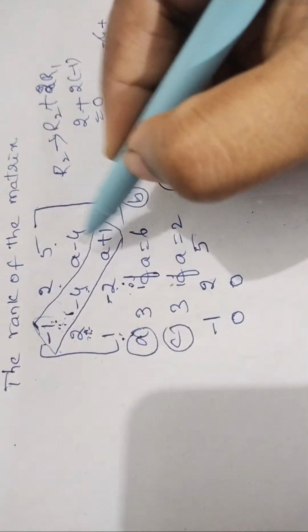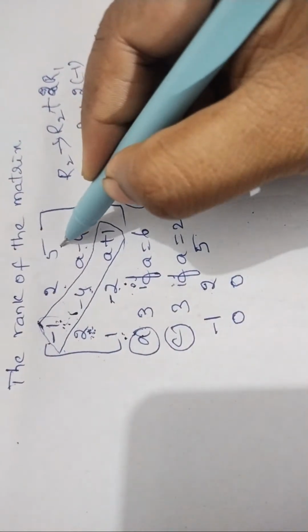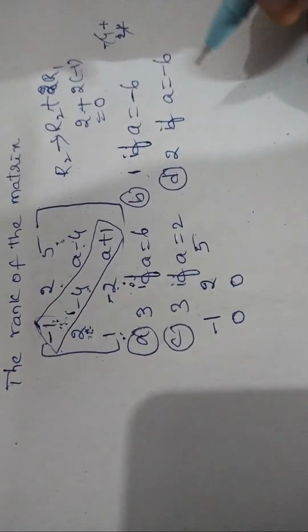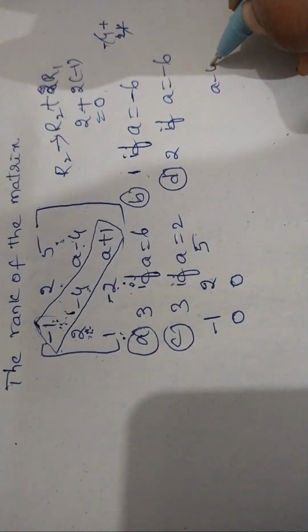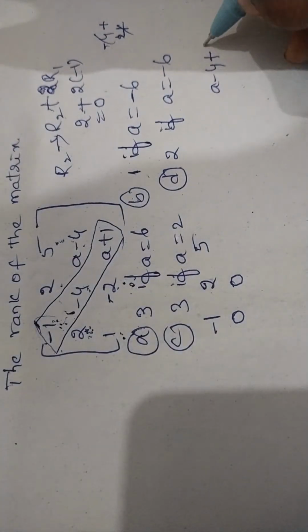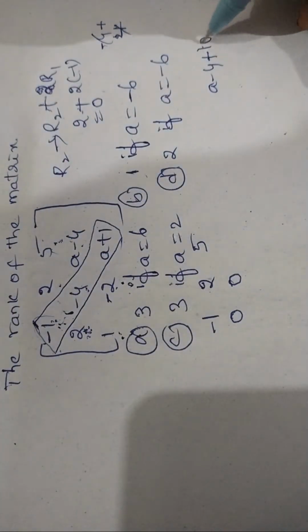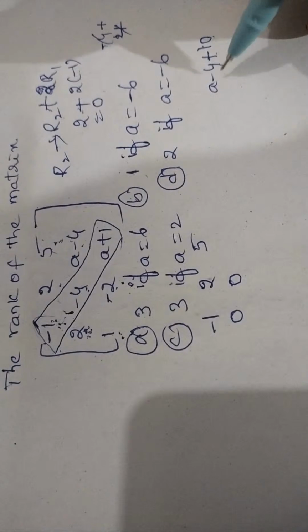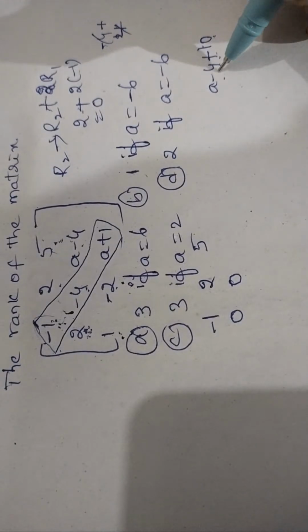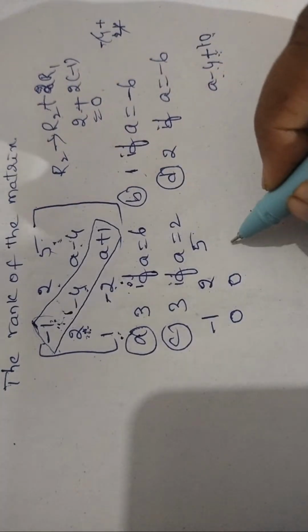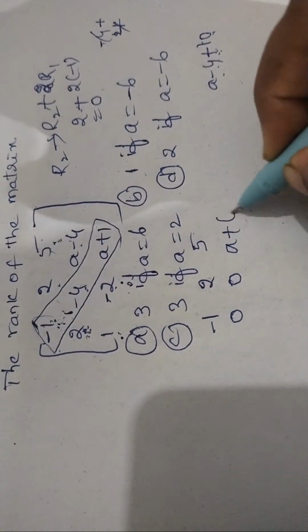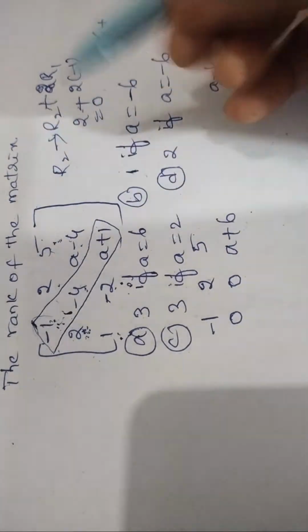Next, R2 plus 2R1. R2 is how much here? a minus 4. a minus 4 plus 2 into R1, 2 into 5, 10. So a minus 4 plus 10, a plus 6. Why? Because -4 plus 10 is plus 6. So this value is a plus 6. So the R2 operation is over.